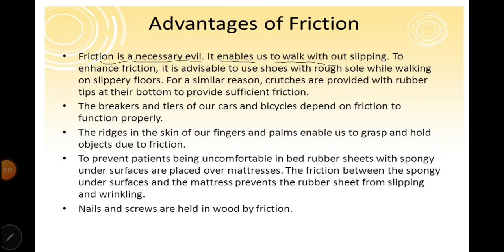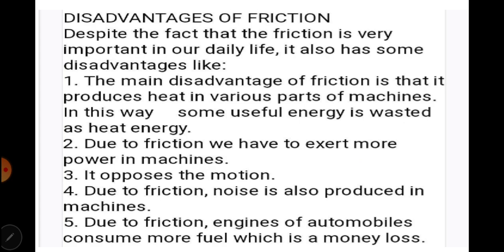You can read the advantages of friction. The ridges in the skin of our fingers and palms enable us to grasp and hold objects due to friction. You can hold a pen and write with it only because of friction. If there is no friction, you cannot hold the pen in your hand. Similarly, nails and screws are held in wood by friction. So read it, memorize it, and take your own example and explain it with the help of your own example.